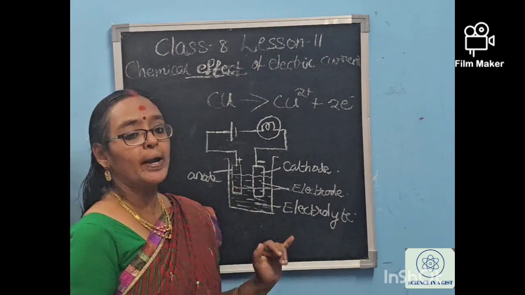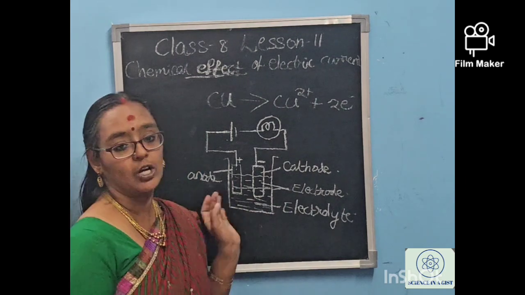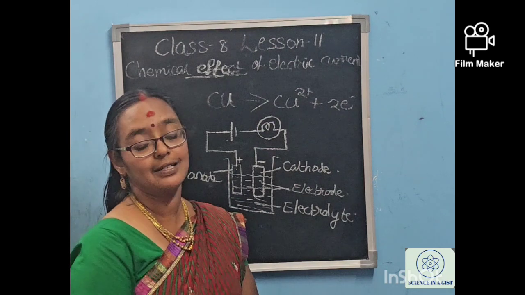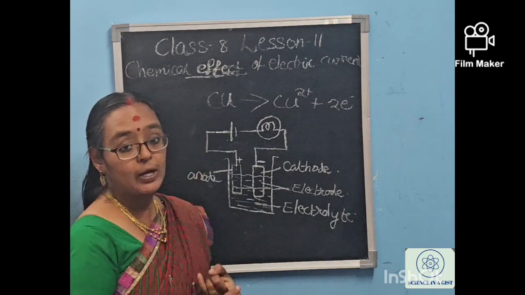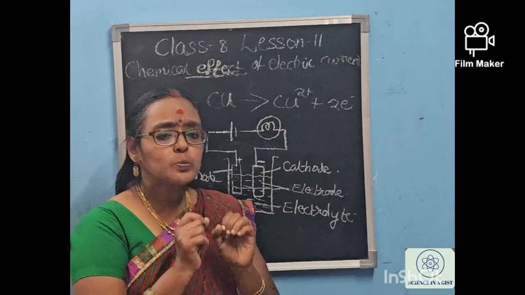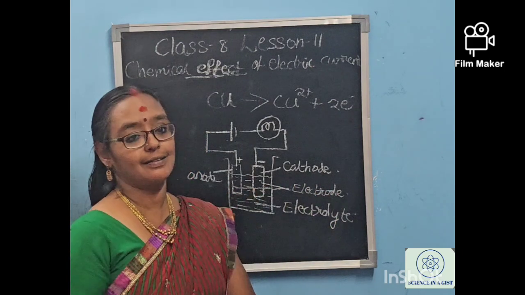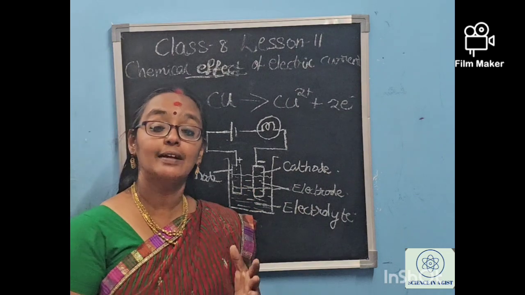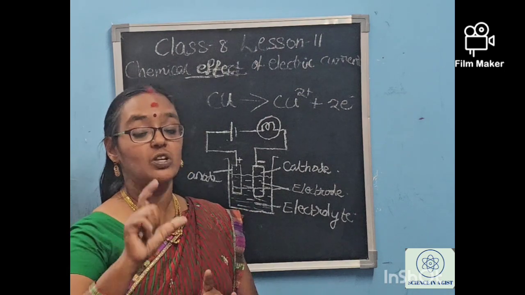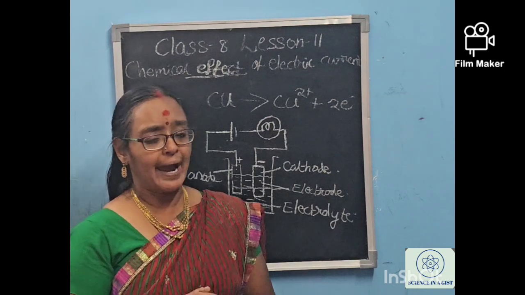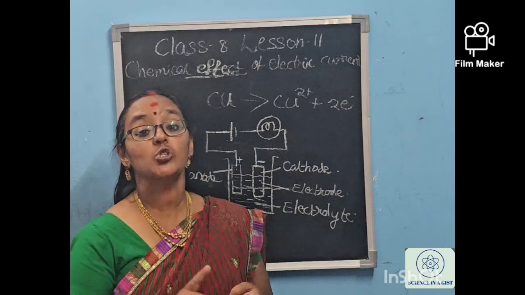Now we are adding pure water or distilled water as electrolyte. Will it conduct electricity? The answer is no, it will not conduct electricity, because in the distilled water, splitting of ions will not take place. So it will not conduct electricity. So how can we make the water a conducting one? We can make the pure water or distilled water a conducting one by adding acid or bases or salt.